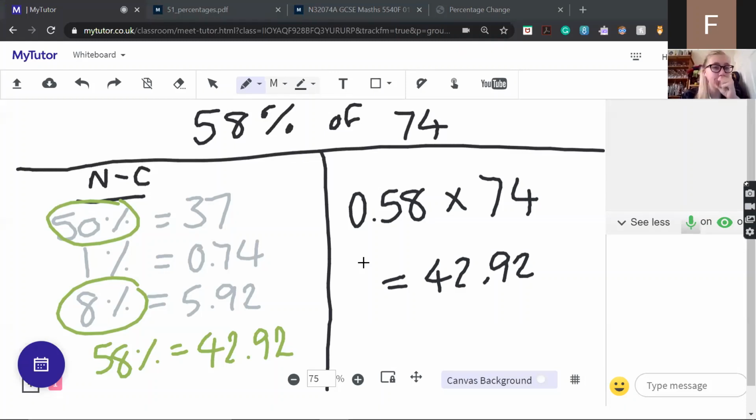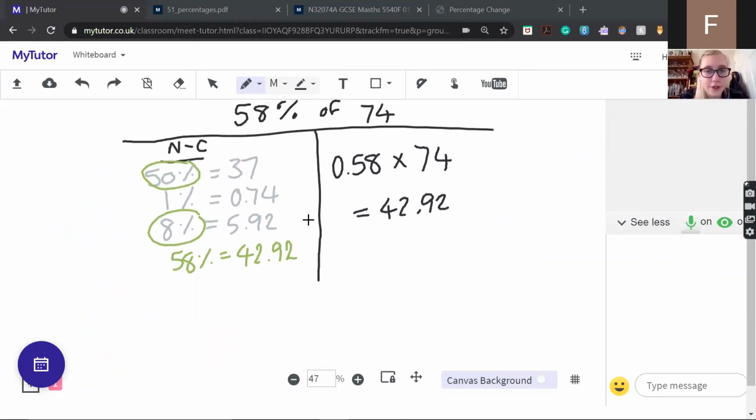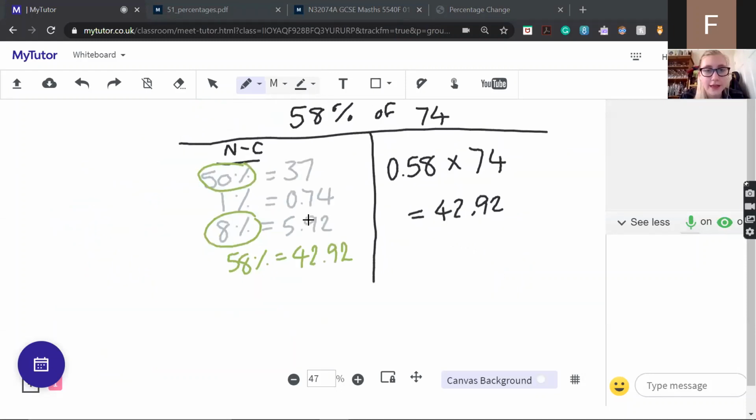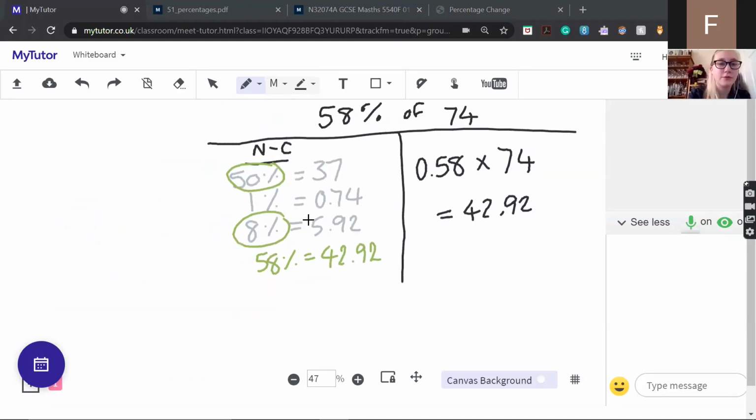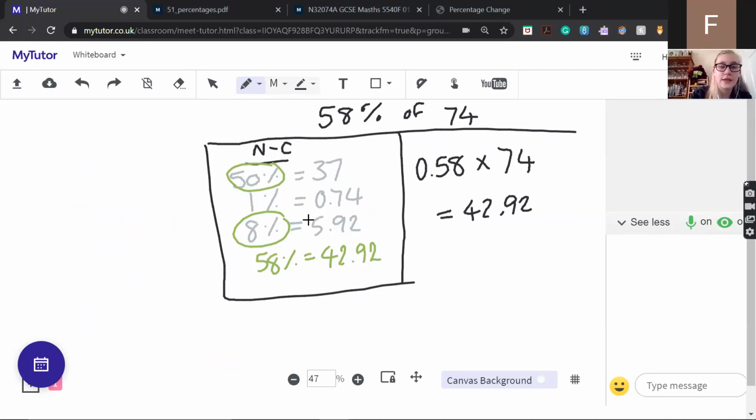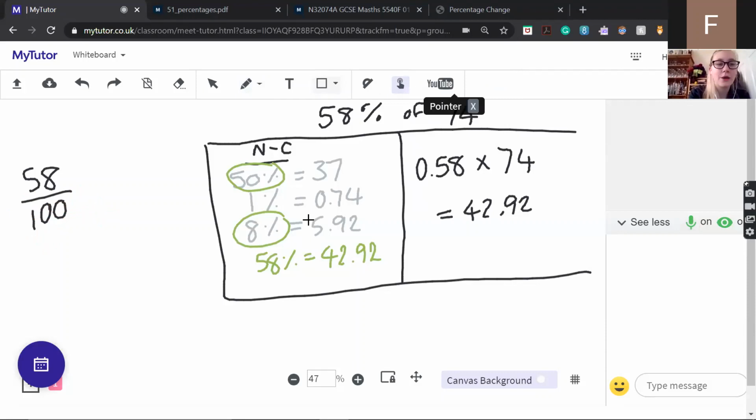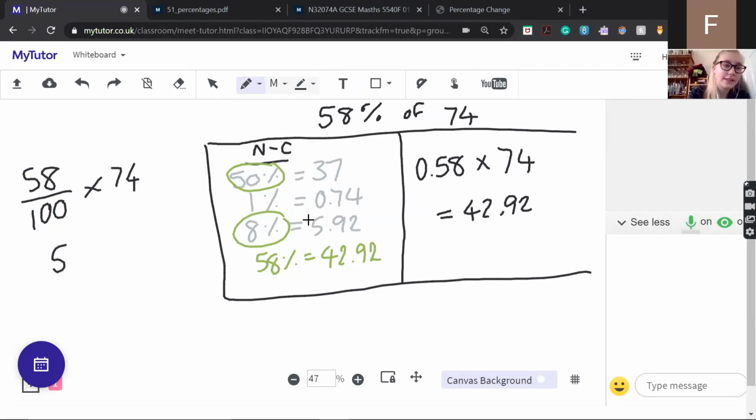Okay. Someone did come up with another good method, which I will go through actually for non-calculator ones, just to give you as many methods as possible, is that this is kind of combining the two. So this 0.58 can also be written as 58 over 100, right? Because 100 is the whole thing, and we want 58% of that 100%. So it's like doing this times 74, which is like saying 58 over 100 times 74 over 1.